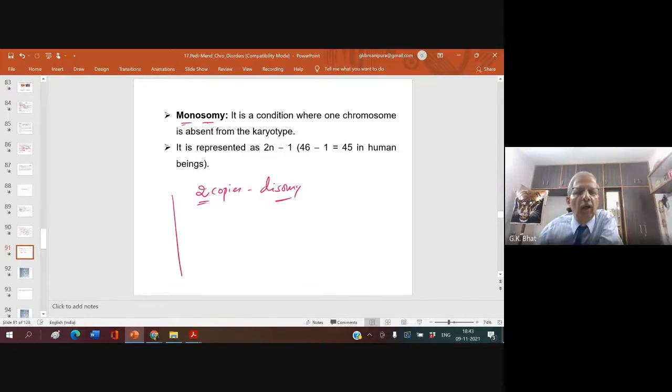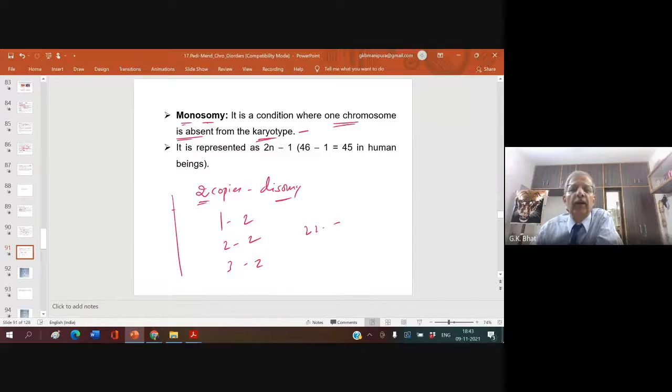Because you have one of these on the paternal side and another on the maternal side. So you have two copies of each chromosome: two of chromosome number 1, two of chromosome number 2, two of chromosome number 3, up to chromosome 22. So monosomy is a condition where one chromosome is absent from the karyotype.